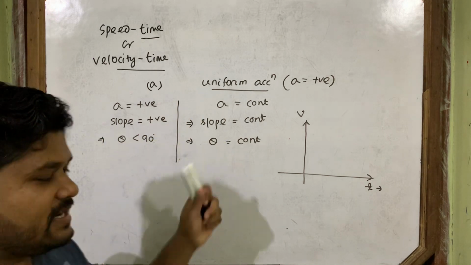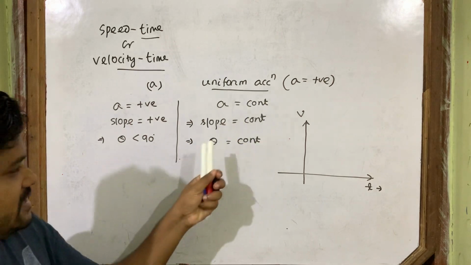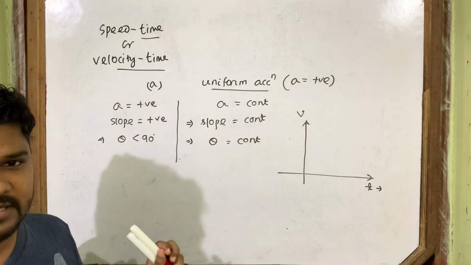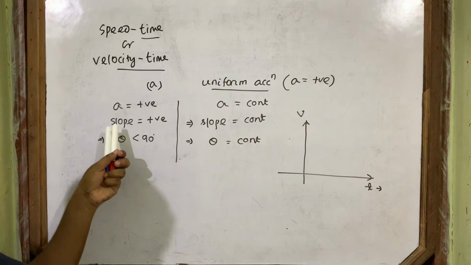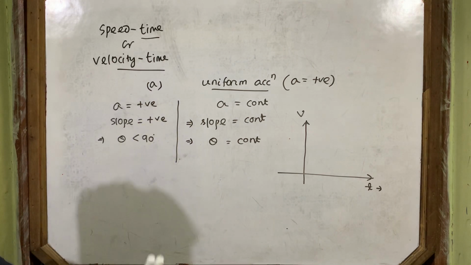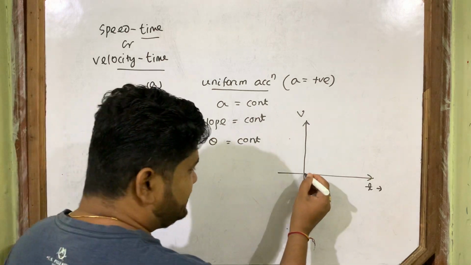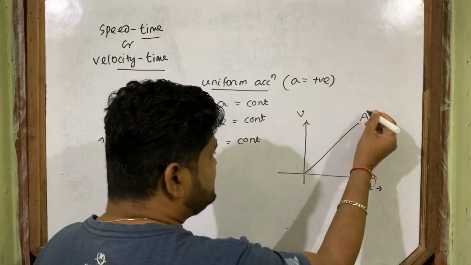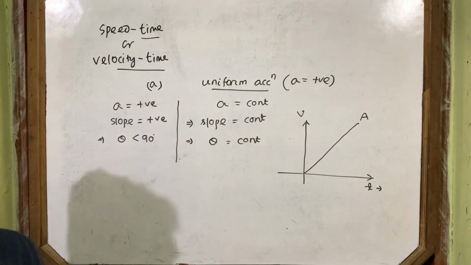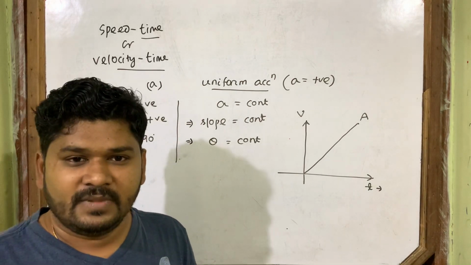These two things you mark. Acceleration constant, so theta constant. Graph is straight line. Acceleration positive means slope positive means theta less than 90 degrees. How the graph will be? This graph? Yes, it's correct. The graph will be like this.